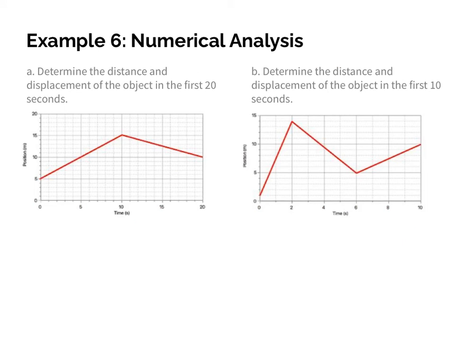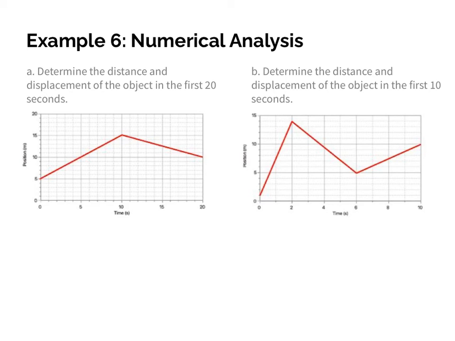All right, for the last two examples we're getting into numbers. We kind of understand how to read these graphs, so now we're going to fit numbers to it. This is very similar to what we did in our very first section. These first two problems are looking at distance and displacement given these motions.